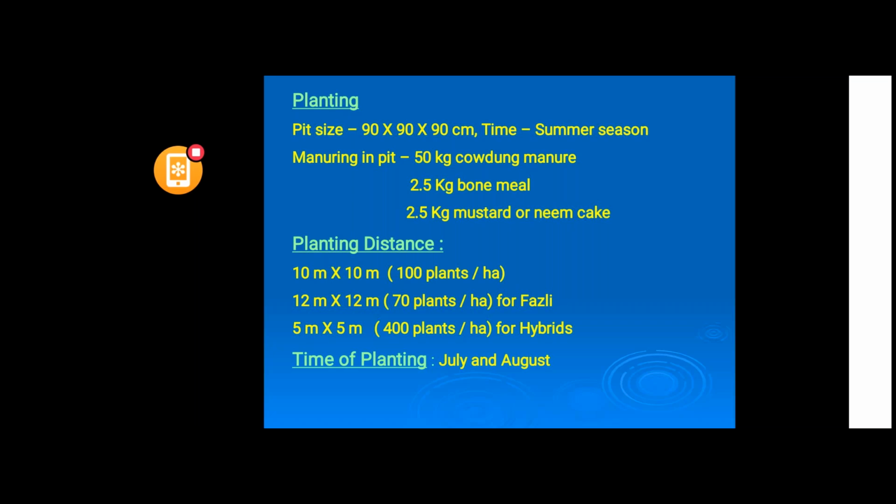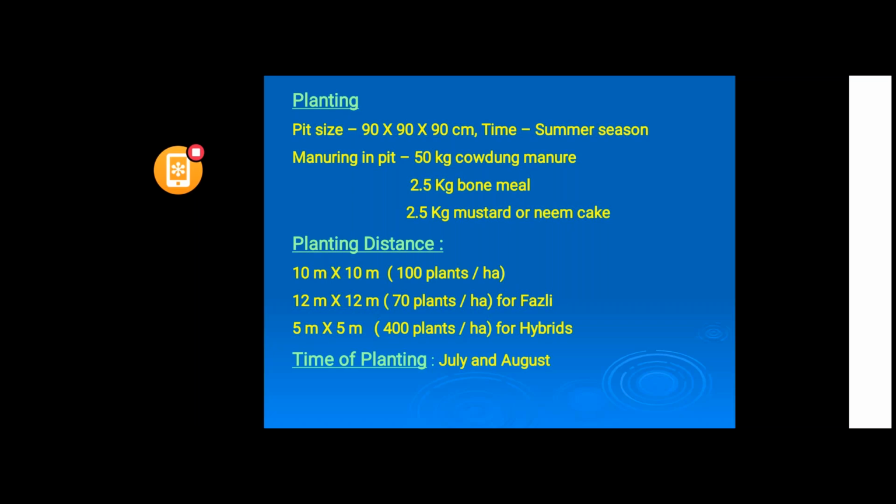For Fuzli, Langra and Himsagar, a spacing of 12 by 12 meter is given, and 5 by 5 meter for others. Here we are giving Amrapali, and because of the humid climate here, it is 5 by 5 meter. In other places like North India, it may be 2.5 by 2.5 meter. It is given very well, and Amrapali can be grown.